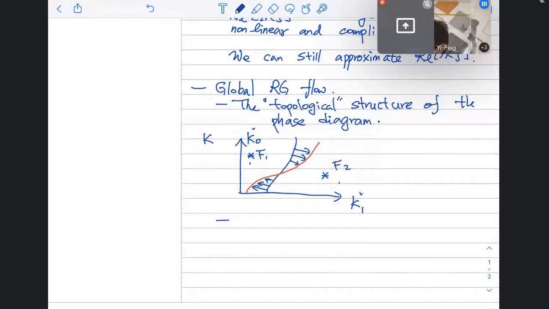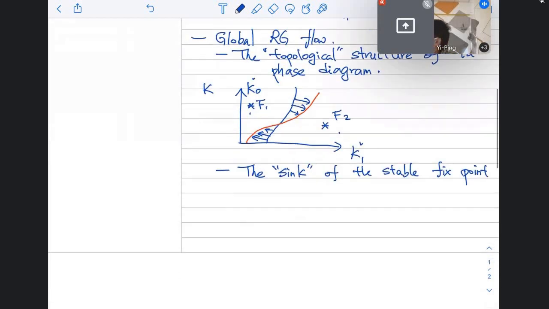Also, at this point, I already used the term sink of the stable fixed point. The sink of the stable fixed point means that the RG flow will flow to this fixed point, and this particular fixed point is related to the bulk phase.